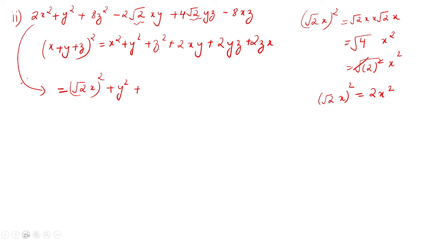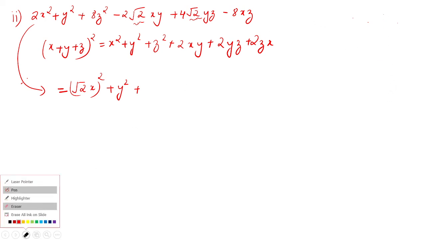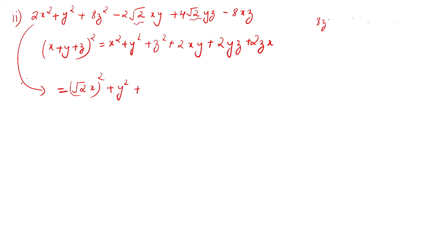Again, you will explain how we're getting this. So what is 8z squared? Can I write 8z squared as 2 root 2z the whole thing squared? Can I? How? 2 root 2z the whole thing squared.